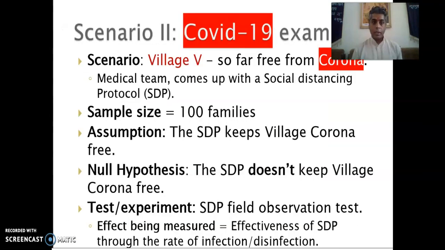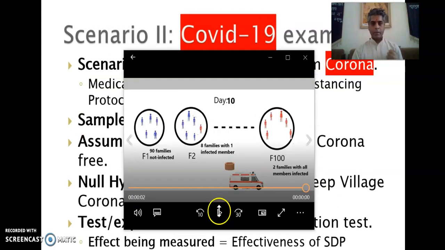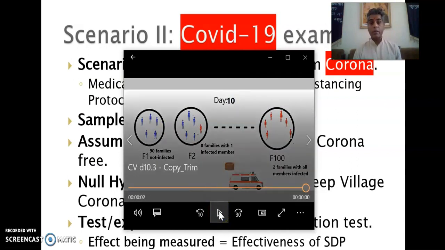So also recall the COVID-19 example. There was this village which was so far free from corona, and there was a medical team which came up with a social distancing protocol. There was a sample size of 100 families, and the assumption was that the SDP or the protocol keeps the village corona free, and the opposite assumption, that is the null hypothesis, was that the SDP doesn't keep the village corona free. And they set up a field experiment wherein they measured the effectiveness of the SDP through the rate of infection or disinfection. So the number of families detected as being not infected was 90, which meant confidence level of 90% and a significance level of 10%.